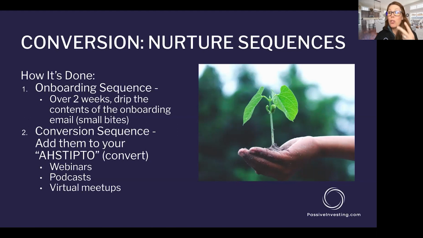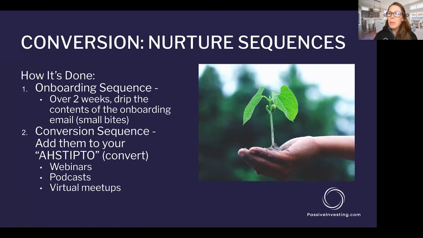We said there are 2 nurturing sequences that you need to implement. There's the short sequence, which is taking that onboarding email, chopping it up, making it really small bites, thinking of you, here's something I've put together specifically for you. Now you can automate that through your CRM, maybe ActiveCampaign or HubSpot. That can all be automated.